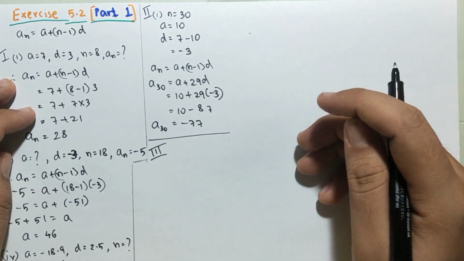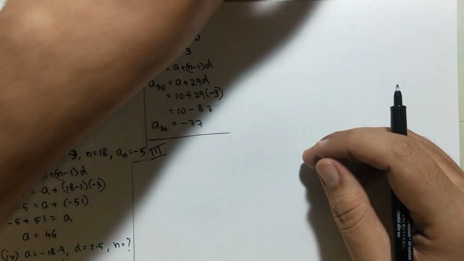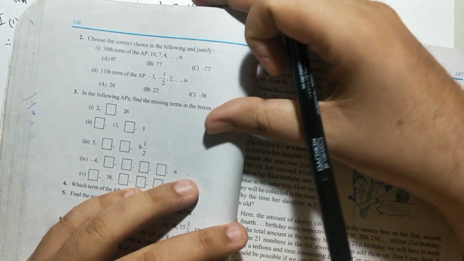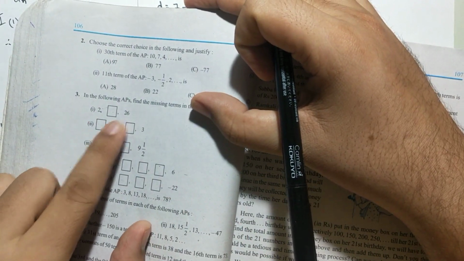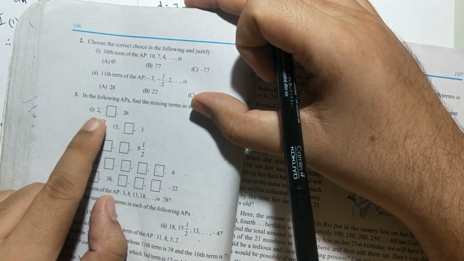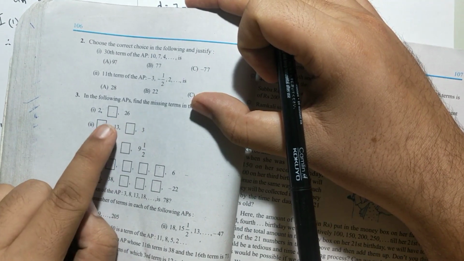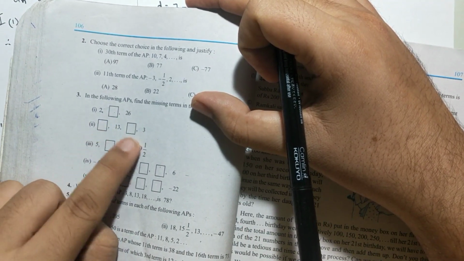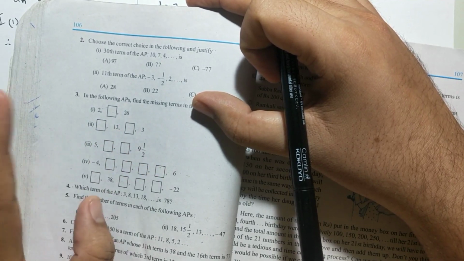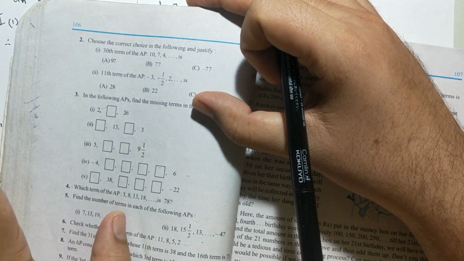In the third also there are 5 questions. You can see the question over here. Some terms are given, some terms are not given. For example, in the first question, the first term is given, the second is not given, the third is given. You have to find the second term. Similarly, in all the questions, different terms are missing and you need to find them.